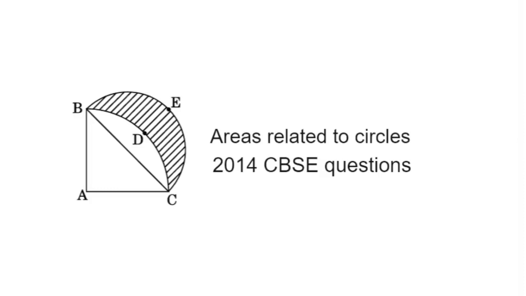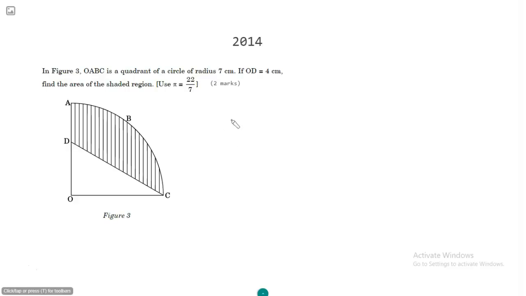In this video, we are going to solve problems from the 2014 question paper from the lesson Areas Related to Circles. Let's look at the first question. In figure 3, OABC is a quadrant of a circle of radius 7 centimeter. So this OC is going to be 7 centimeter. If OD is 4 centimeter, let's mark OD, that's 4 centimeter. Find the area of the shaded region.